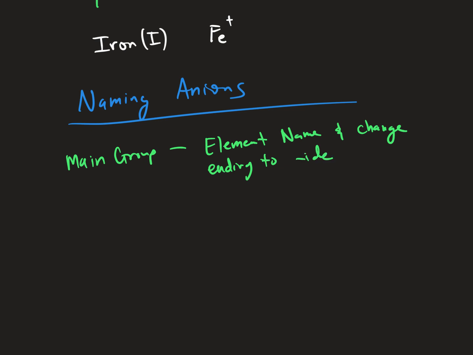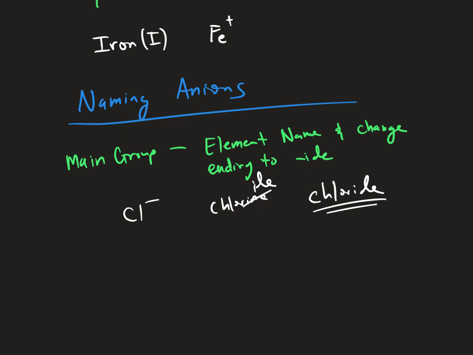So for example, we've got Cl minus. What do we call this? You've probably heard it before. Chloride. So chlorine is the element name. We change the ending to IDE. Chloride. Good? And a few examples in section 7.